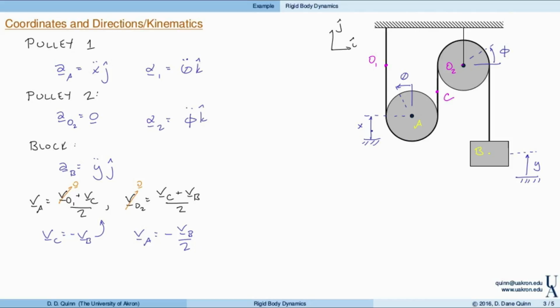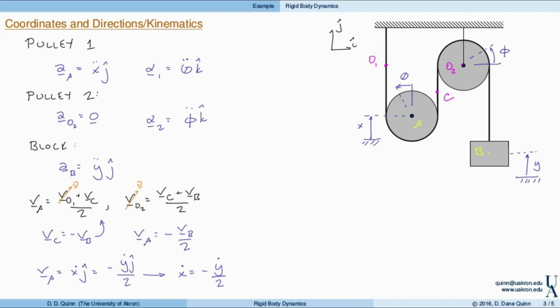Now turning to the coordinates that we've defined, the velocity of A is equal to x dot in the j direction, and that's going to be minus the velocity of B, which is y dot in the j direction, divided by 2. So finally, taking components in the j direction, we see that x dot is minus y dot over 2. So that's our relationship between x and y.